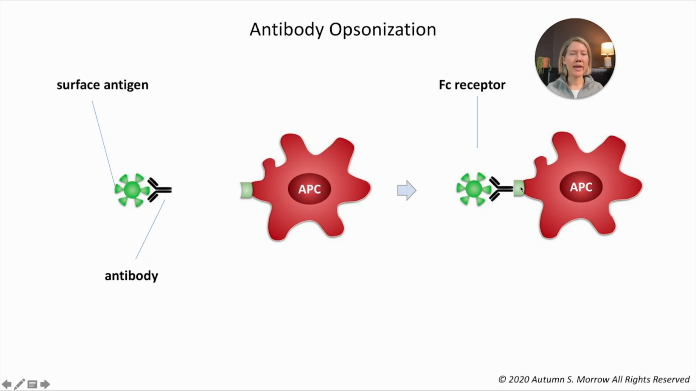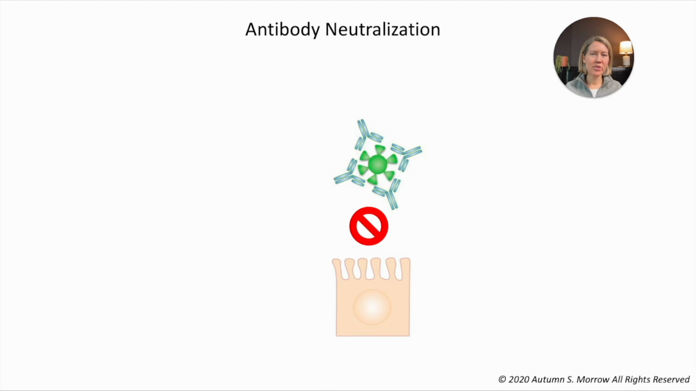After that binding, the APC can then ingest the pathogen and start displaying it to recruit an even larger immune response. Antibody neutralization occurs when the antibodies actually surround a pathogen and thereby block its entry into a cell, preventing an infection by defense, basically.